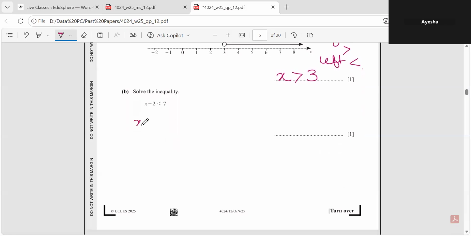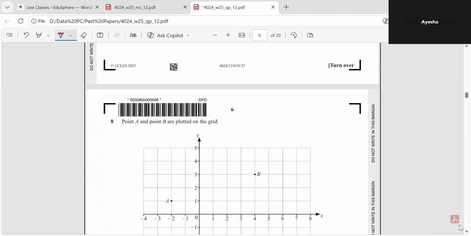Now we are solving this. So x is less than 7 plus 2. We are not drawing it on a number line. So it's just simple. x is less than 9. So this is the answer for this one. They did not even ask us to draw it and plot it on a number line.